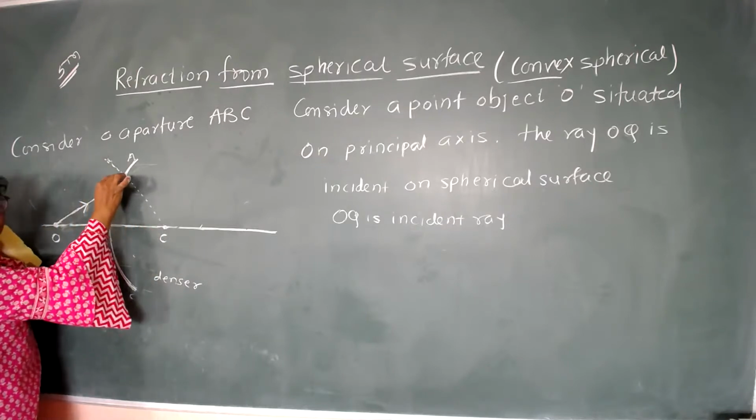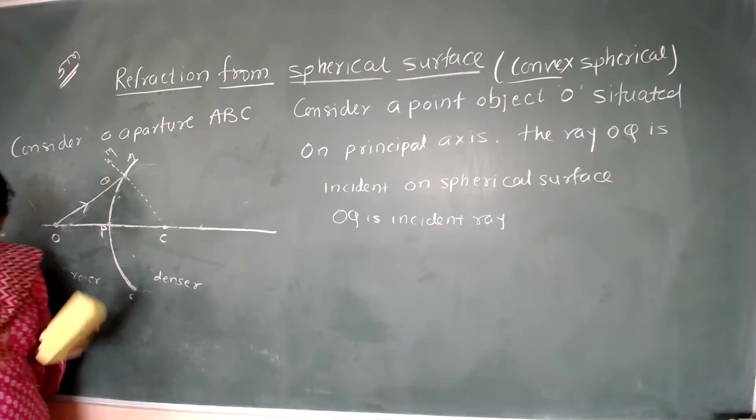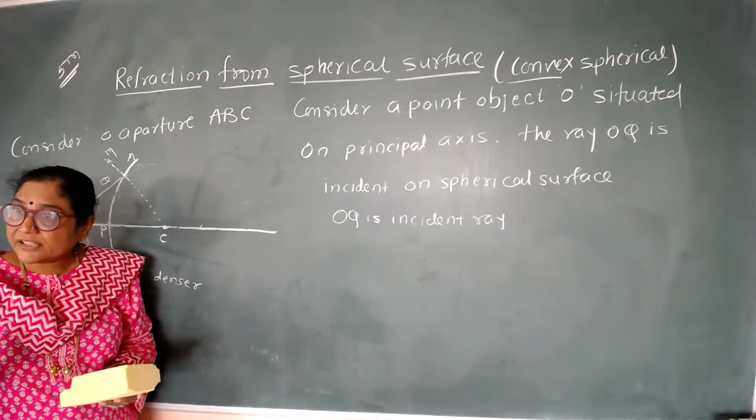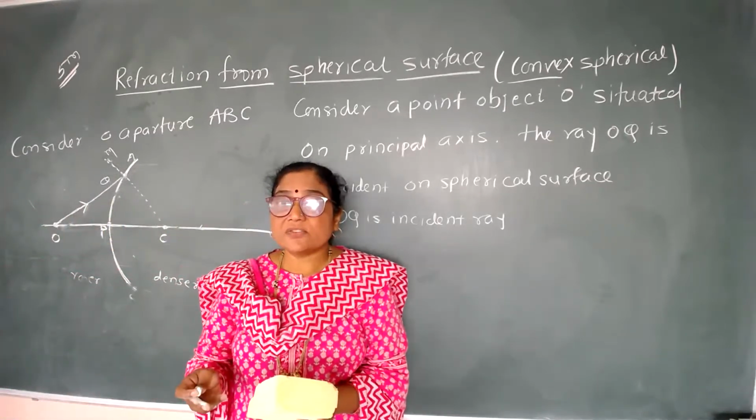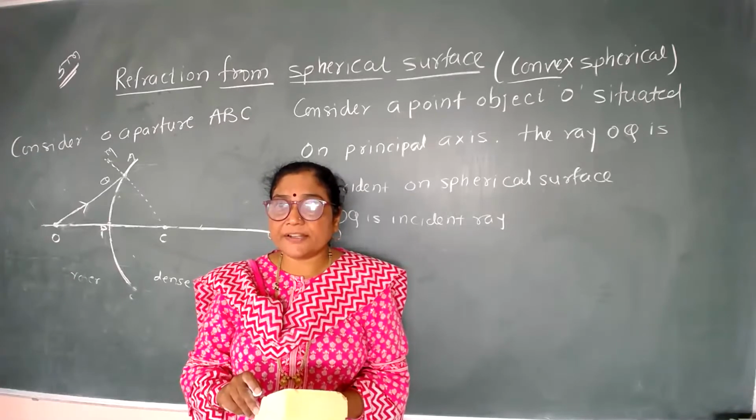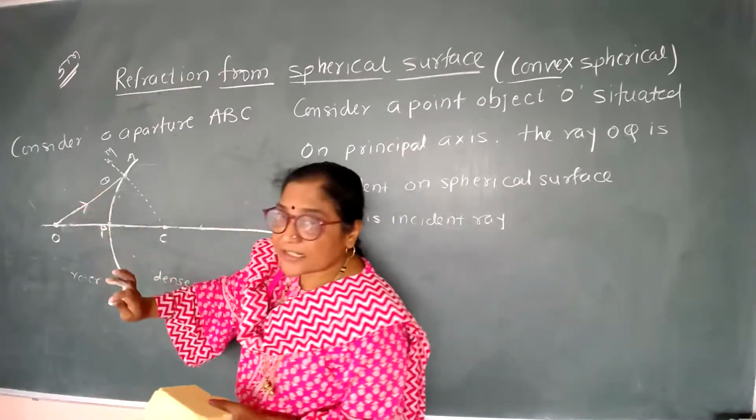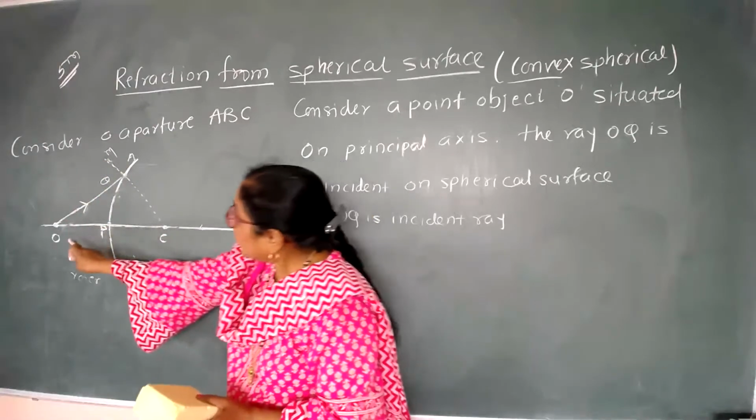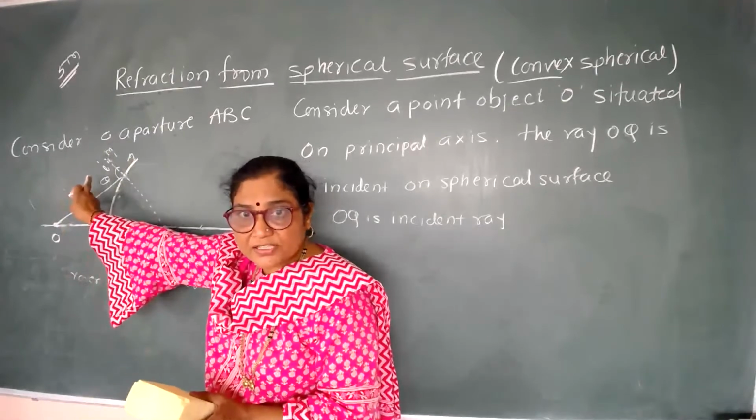Okay, so OQ is the incident ray, and this MC is the normal. The angle found between the incident ray and the normal is known as the incident angle. Incident angle is denoted by the letter I. Refracted angle is denoted by the letter R. So what is the incident angle? The angle between OQ and the normal is known as the incident angle I.